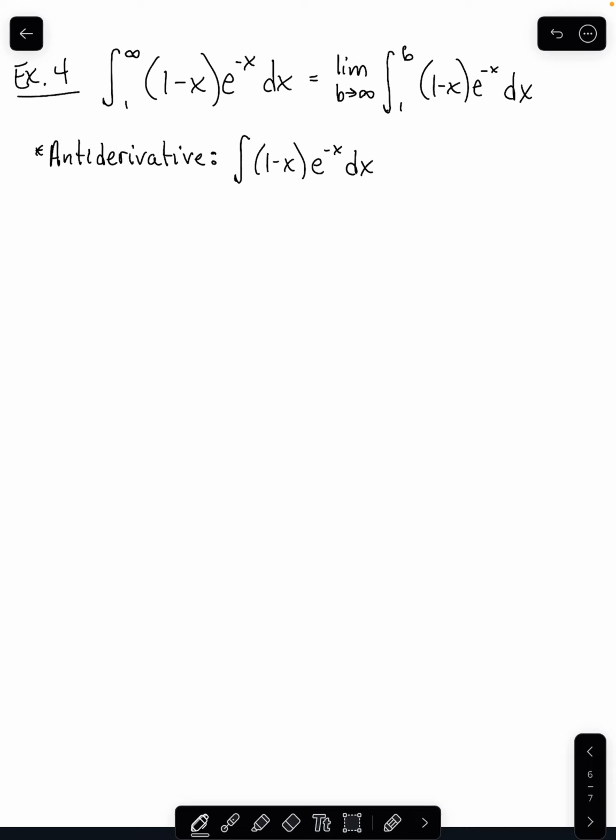Now we could, I suppose, choose to distribute the e to the negative x. And while that would give us two separate terms, and the first would be easy enough to deal with, the second would still be a product. So in either case, we're looking at something that is going to require integration by parts. As such, I'm going to choose to leave the e to the negative x undistributed for now, but how you approach this is up to you.